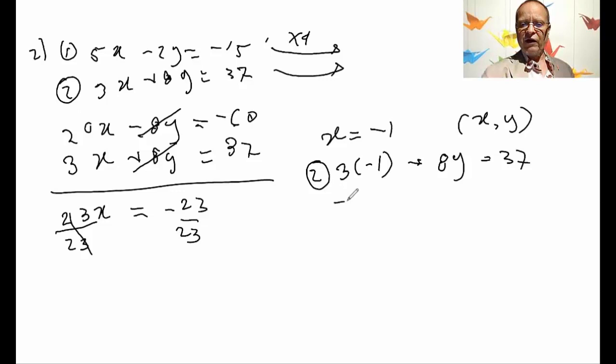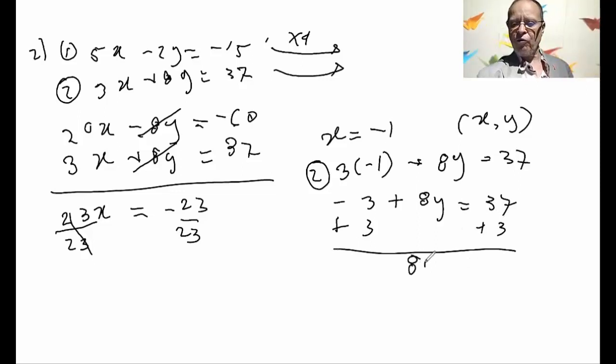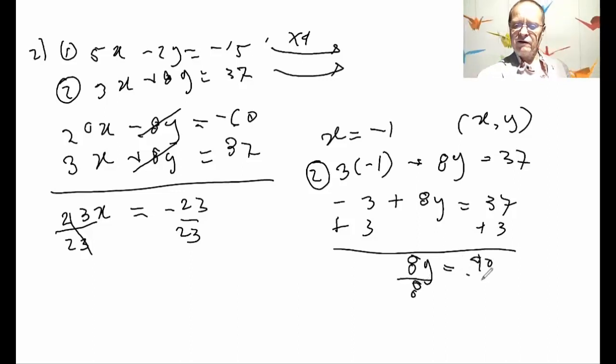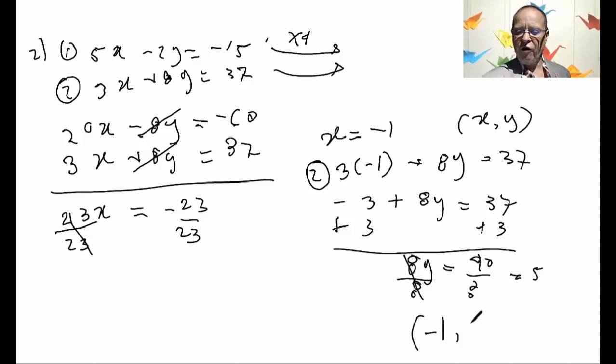So now I have negative 3 plus 8y is equal to 37. Or plus 3, and that means I get 8y is equal to 40, divide by 8, and that means y will be 5. So now I find that my coordinate is negative 1, 5.